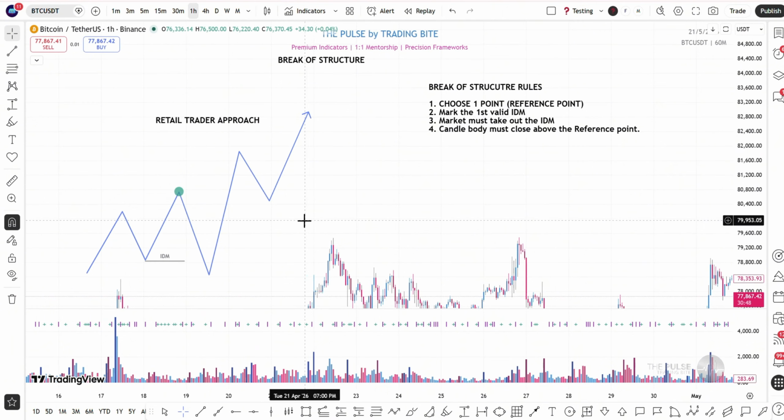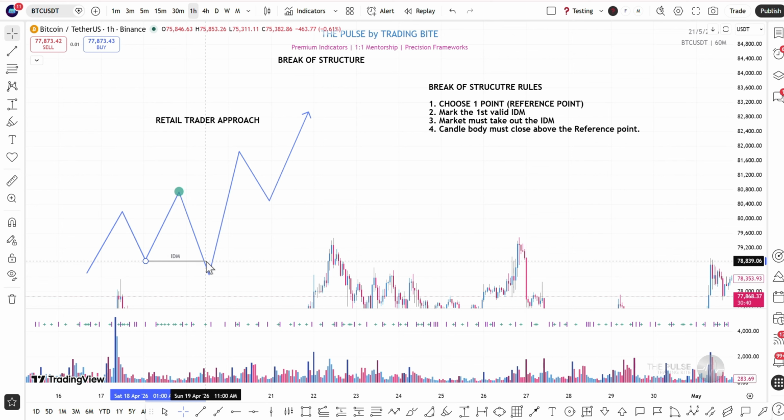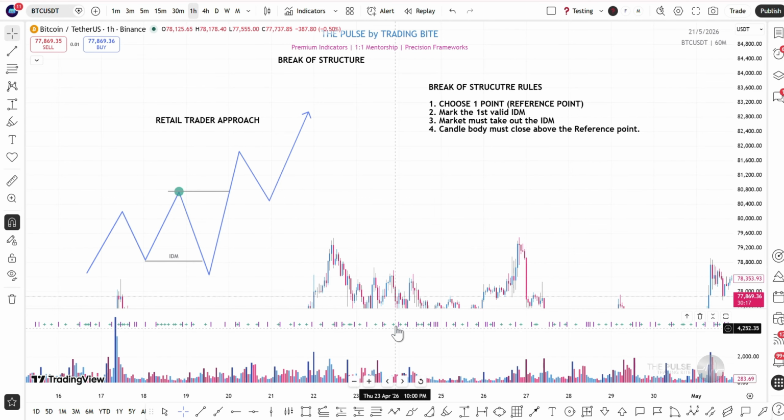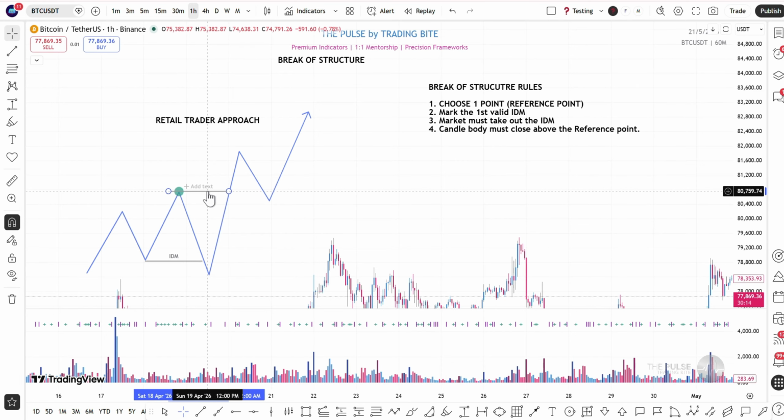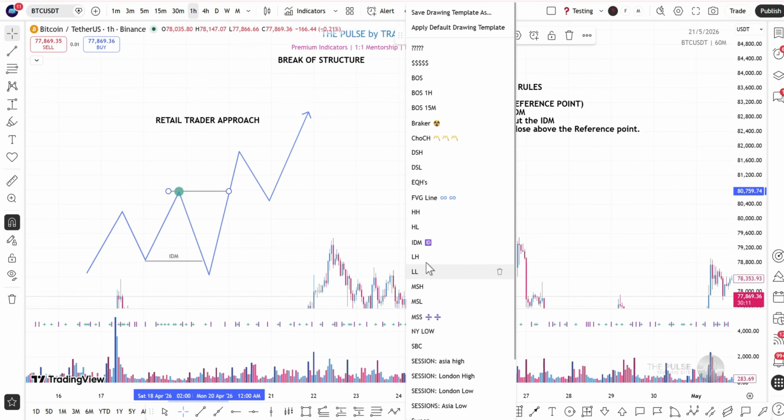If the market wants to continue its trend, it will come all the way down, take this IDM or this liquidity, and it will close right above this reference point, which is here. So when a full candle body closes above this reference point, then we can call it a break of structure, and a valid break of structure.